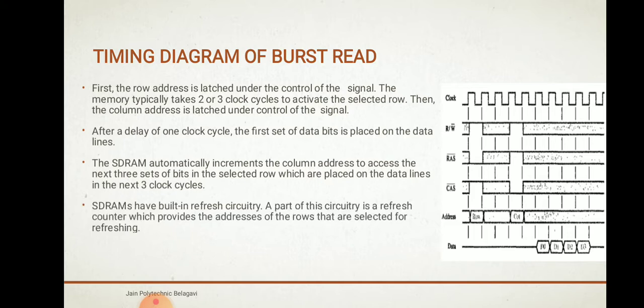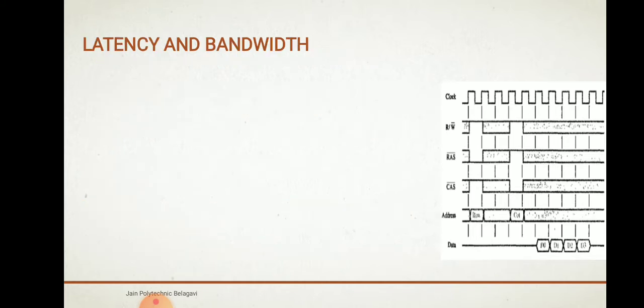SDRAMs have built-in refresh circuitry. A part of this circuitry is the refresh counter. This refresh counter provides the address of the rows that are selected for refreshing. So this refresh counter will select only those rows that have to be refreshed. Commercial SDRAMs can be used with clock speeds over 100 megahertz.